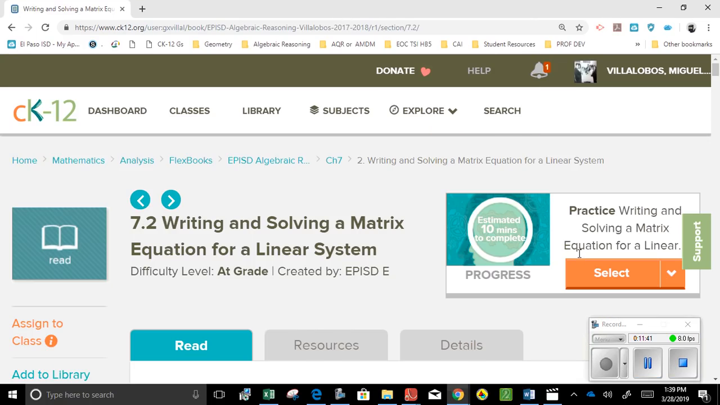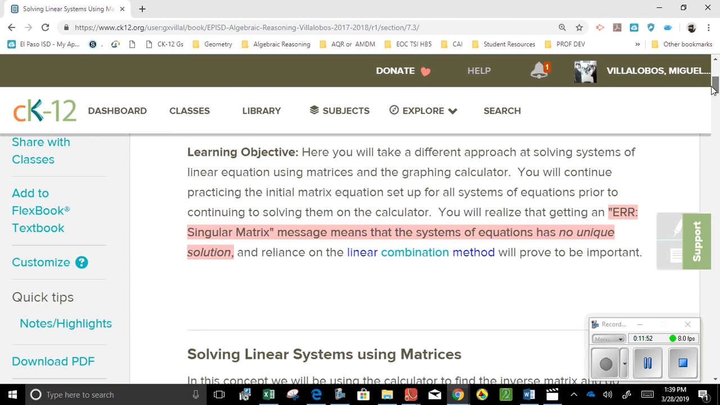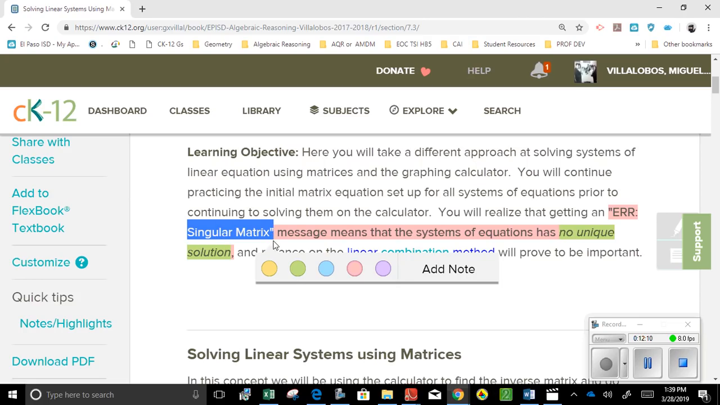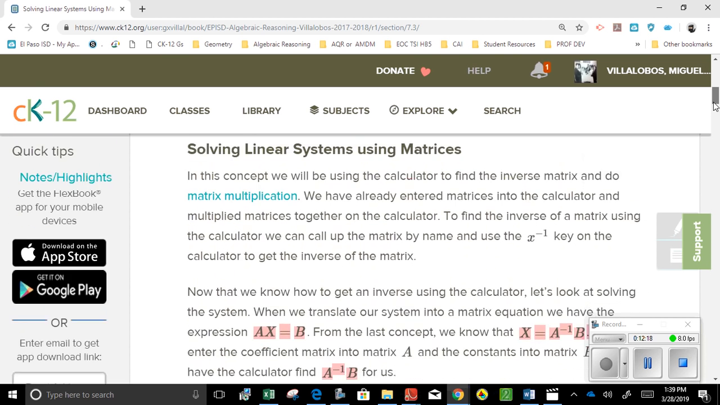How do we do this? You can look at those problems. Here's 7.3. So let's take a look at that. When you get the message singular matrix, that means there's no unique solution. A unique solution means you get an answer, okay? But if you get this message right here, and I'll show you in a moment that you can get that message, you can get that message when you can't find the inverse matrix. So it's either infinite or no solution.